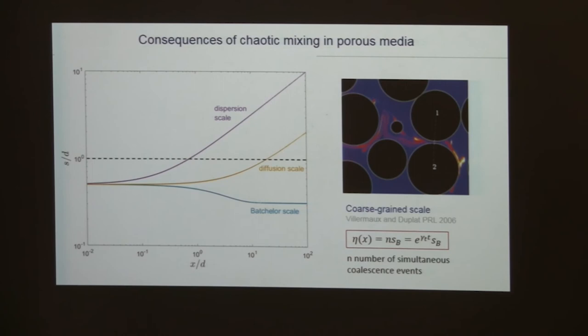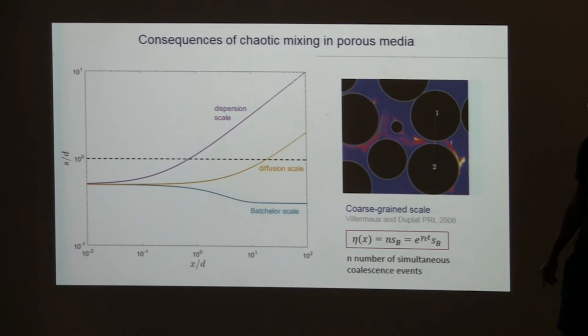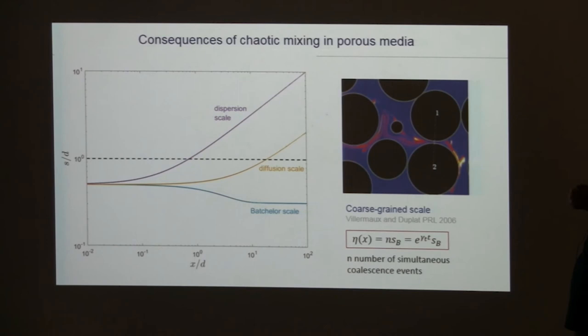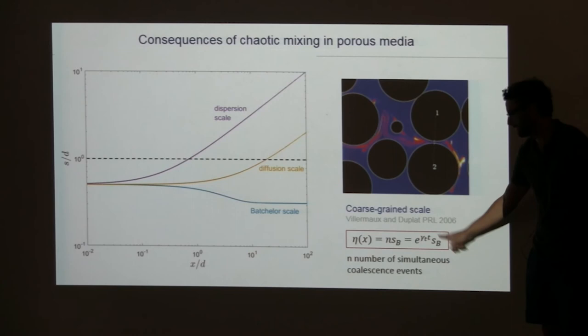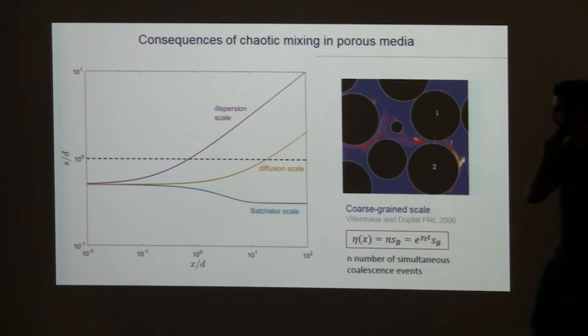What Emmanuel Villermaux and his colleague have shown is that when you coalesce these lamellas like this, there is a resulting scale that is called a coarse grain scale, that is just n times the Batchelor scale. Here n is the number of lamellas that have added together, so it's relatively simple. And I think Emmanuel will show in his talk after that, because this is exponentially stretching, the number of lamellas is also growing exponentially. That's because you have constraints on the mean concentration.